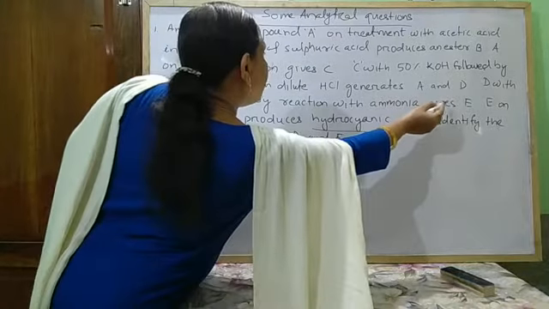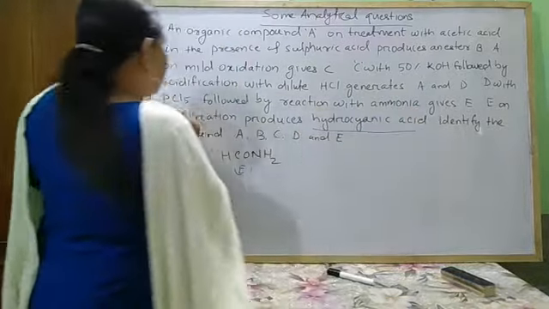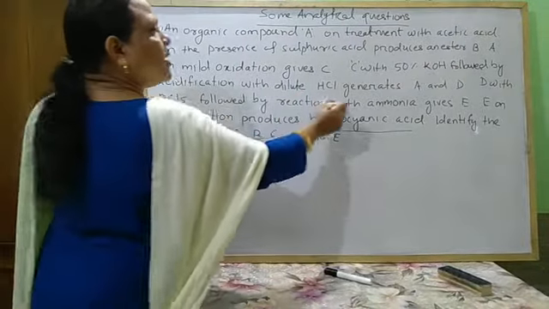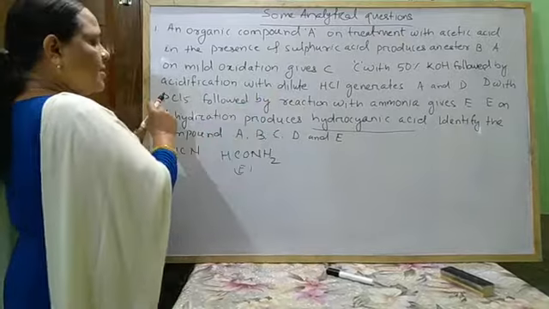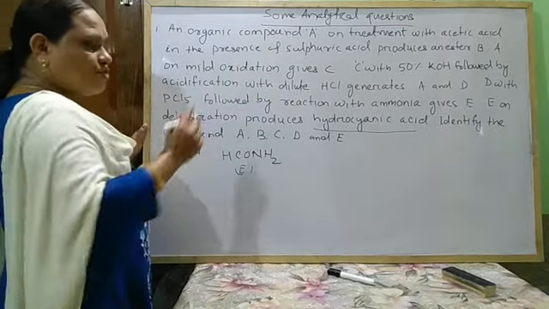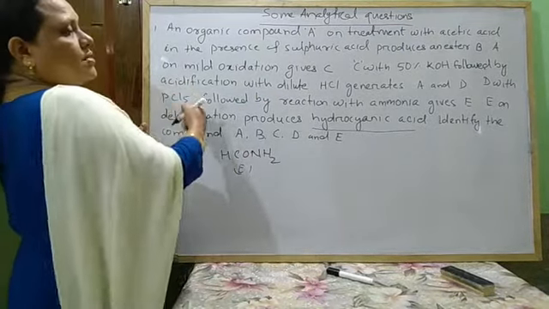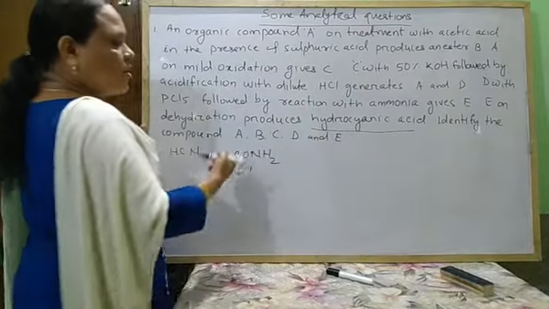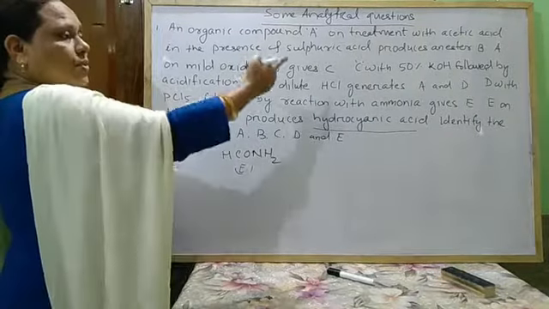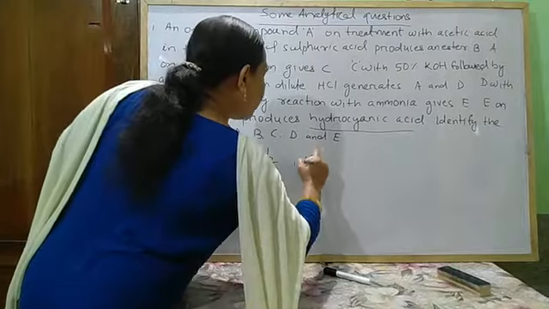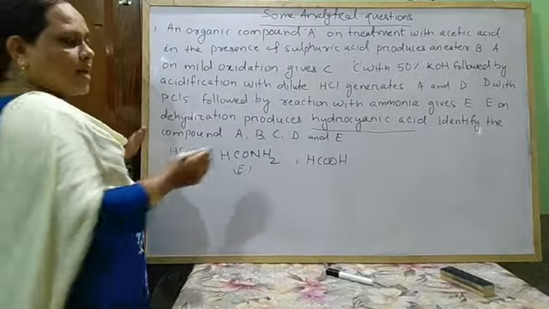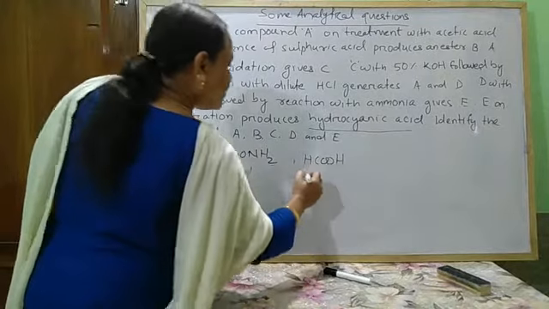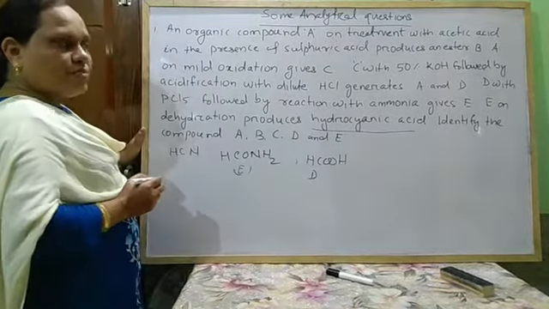Okay. So D with PCl5 followed by reaction with ammonia. So D is an acid. It reacts with PCl5 to form acid chloride, and acid chloride reacts with ammonia to form amide. So D must be formic acid. This is formic acid. So this is your D. D is your formic acid.